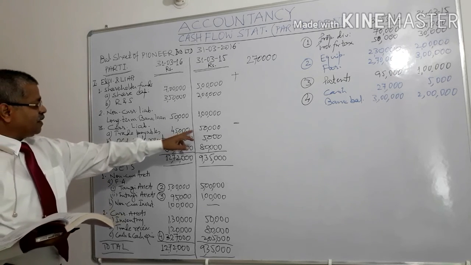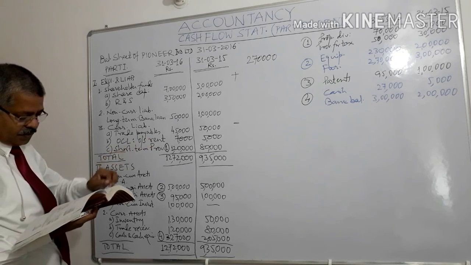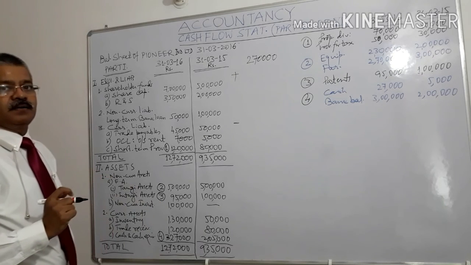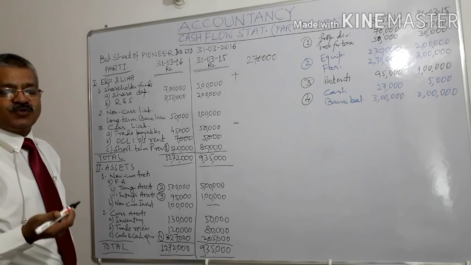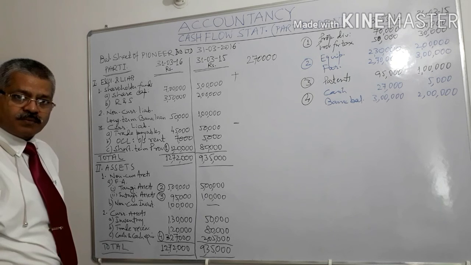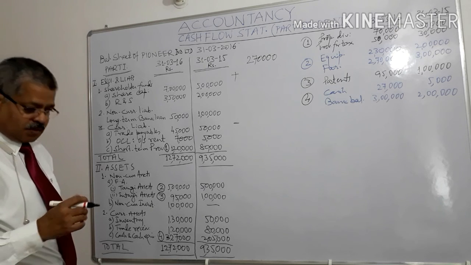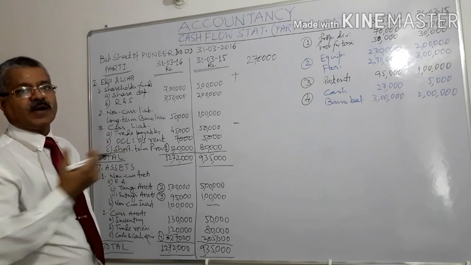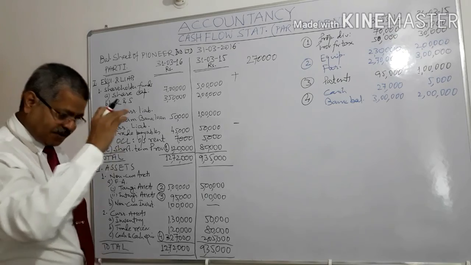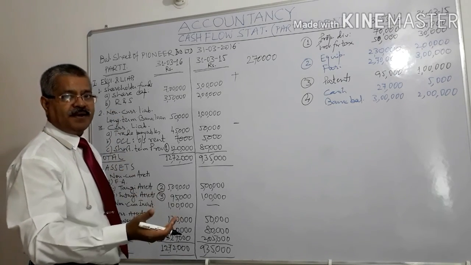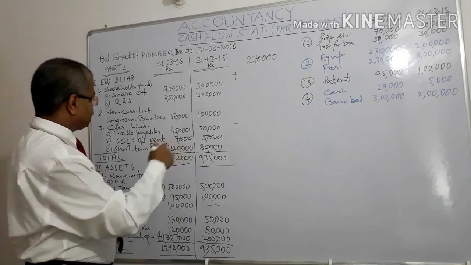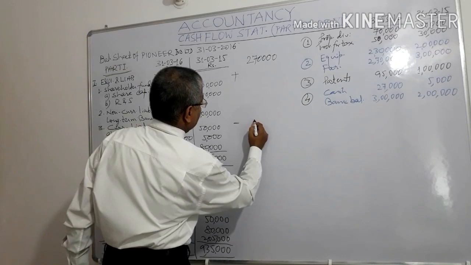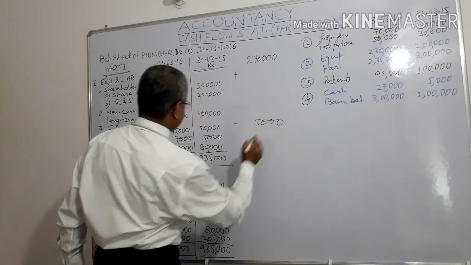Here, trade payables have gone down, right? So decrease in trade payables will be deducted. How do trade payables go down? On account of cash payments. When trade payables are up, it means they have not been paid, so more cash is there in the business. When trade payables are down, it means they have been paid, cash has gone out. So trade payables reduced amount will be deducted, that is 5,000.